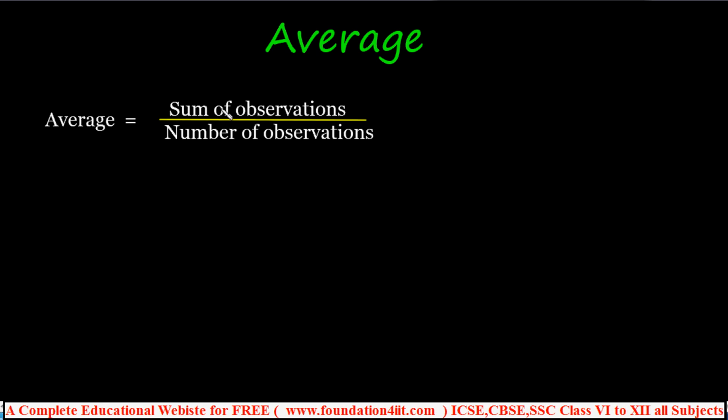Average is equal to the sum of the observations by the number of observations. So if any data is given, for example, three subjects, we got the marks like this: 20, 25 and 30. To find out the average of this, we'll take the sum. Sum is the addition of observations. Here the observations are the given data. So this is the basic formula, we know that already.